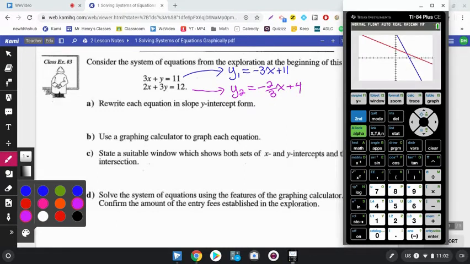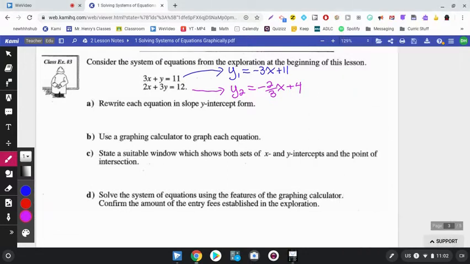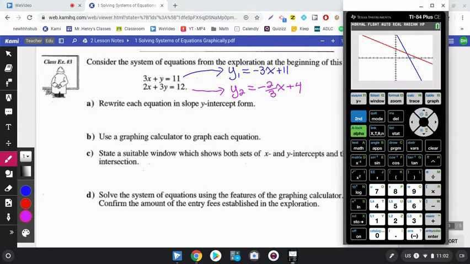There's my first line. There's my second line. Looks pretty similar to the picture that I drew. It says state a suitable window that shows the x and y intercepts and the point of intersection. Well, my window's pretty good. The only thing I need to do is make this a little higher. So instead of my y maximum going only to 10, let's just boost it to 15.